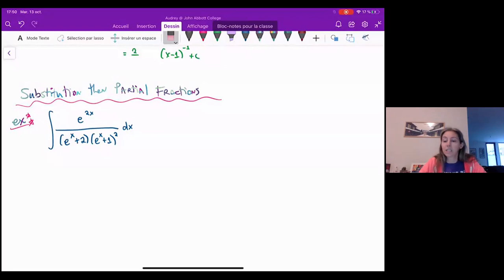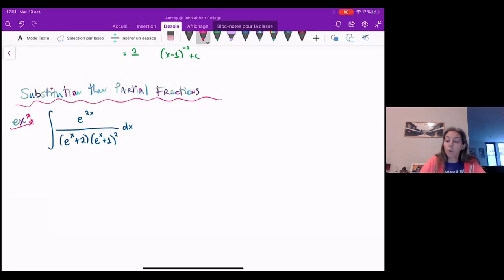There are really two main different ways substitution can look that could result in partial fractions, and this is one of them. What I notice about this problem is that there are really just e to the x's everywhere. So it doesn't look very familiar because there are just e to the x's all over the place.